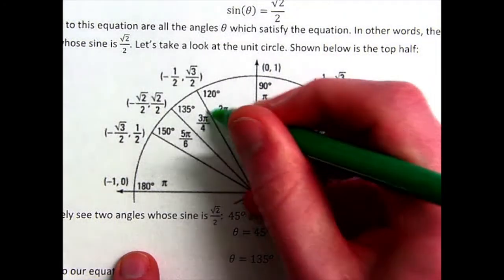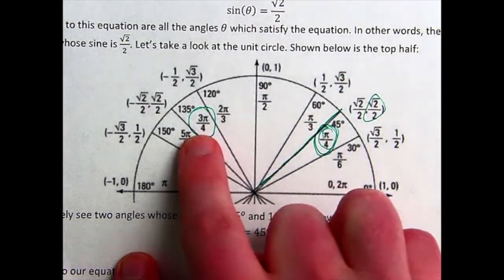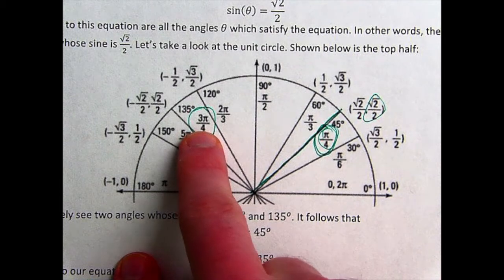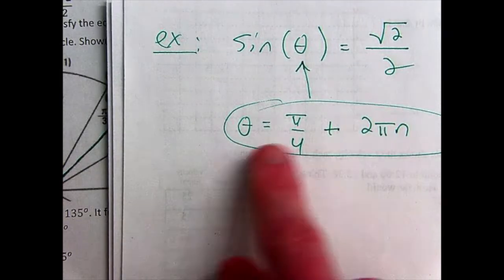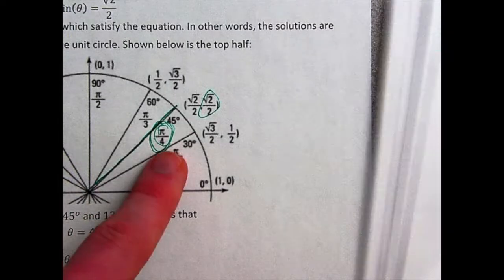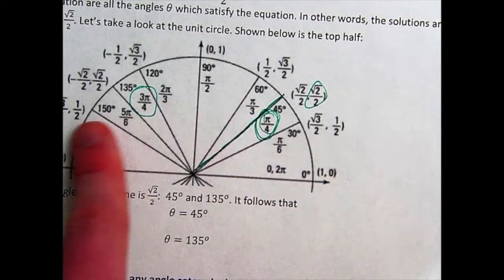That would be this one over here, 3 pi over 4. This angle also has a y-coordinate of root 2 over 2. So we need to include that as well. And that's not included in our current list, right? This expression here only represents the angles which sit at pi over 4. This is a new guy.